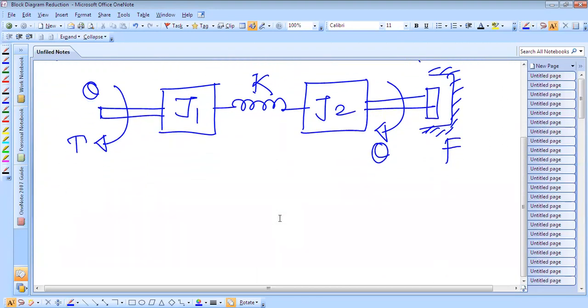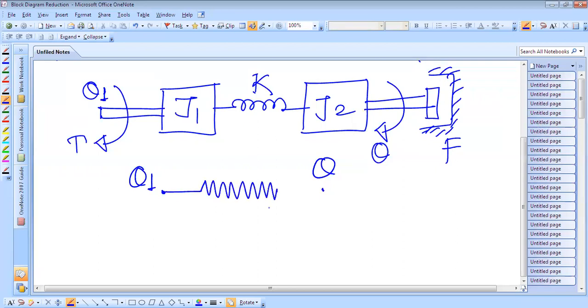The procedure is we first have to see how many angular displacements there are. So there are two angular displacements. So this is theta 1, so two nodes will be there. And between theta 1 and theta, this spring element is there. Okay, and there is one reference line.